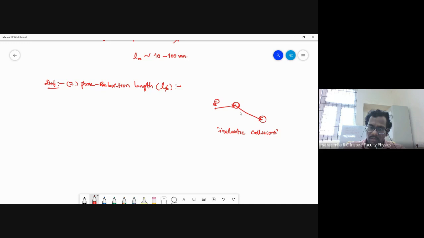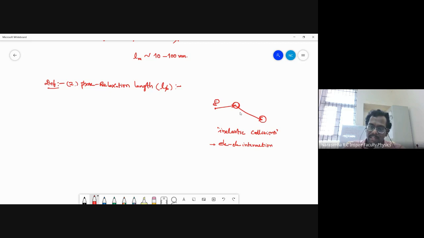Have you heard about electron-electron interaction? This is some kind of inelastic collision. When an electron experiences another electron, there will be some kind of interaction. Of course, usually people say collision, but there's an interaction. So electron-electron interaction is an example of inelastic collisions in solids.